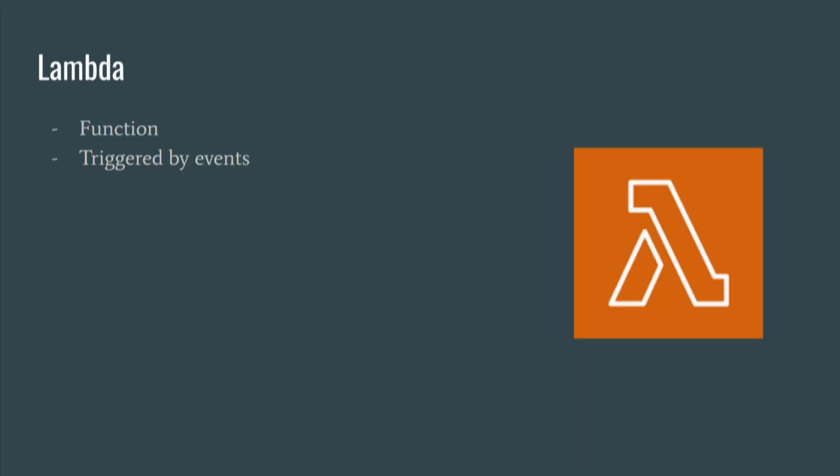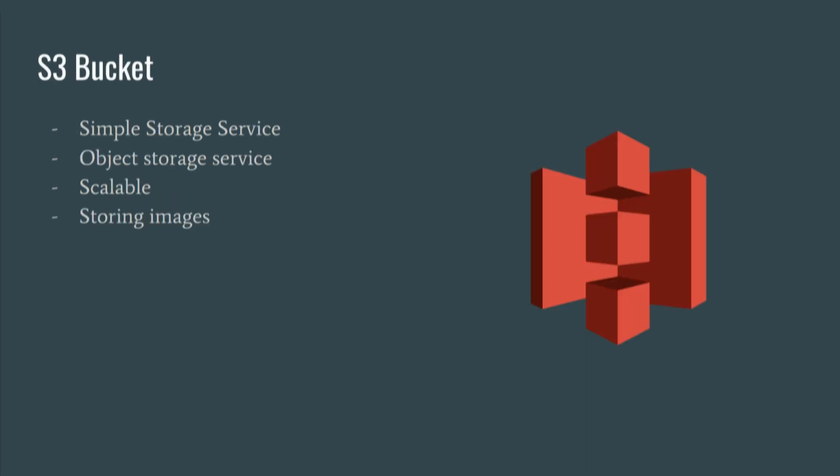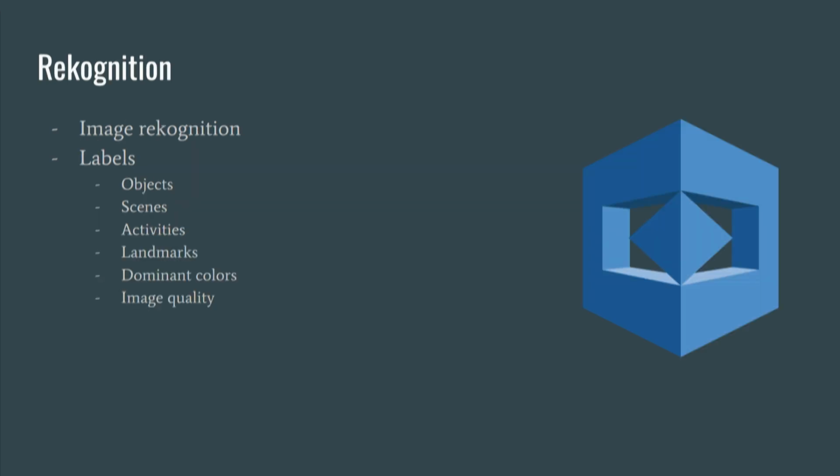Then I want to quickly go through the different services I'm using in case you haven't heard of them. So Lambda, that's basically just a function, some code you want to be run, triggered by events. DynamoDB is a database, use it for storing labels from the images. S3 bucket is used for storing images and also hosting web page. Recognition is used for getting labels describing the image.